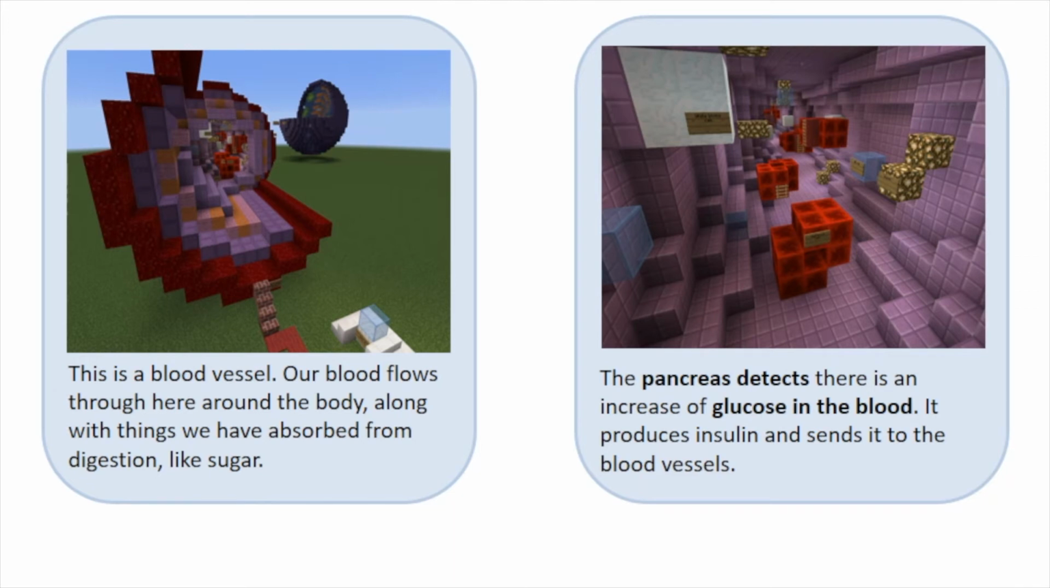The picture on the right shows the inside of our blood vessel built in Minecraft. The white blocks are white blood cells, the red blocks are red blood cells, the blue glass blocks are glucose, and the speckled blocks are insulin. Insulin takes the glucose from our blood to cells in our body, and the amount of glucose in our blood goes down.